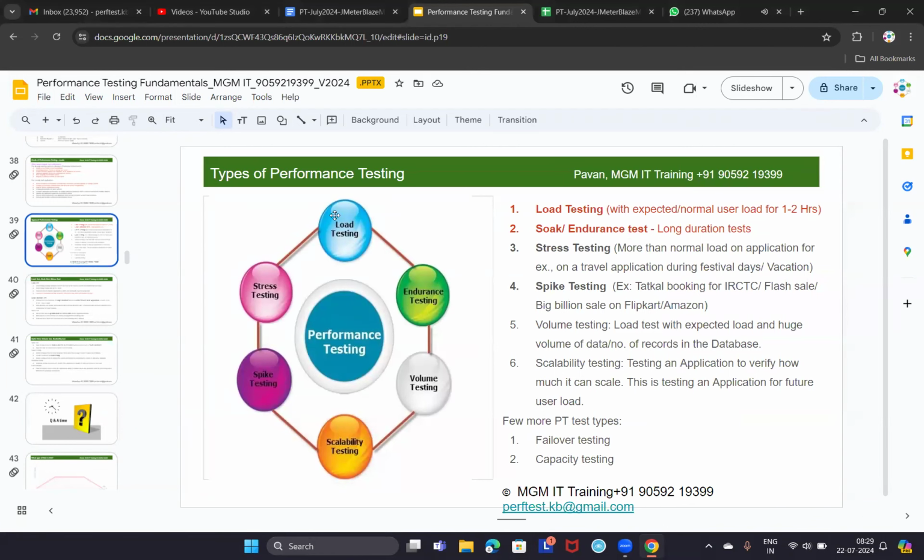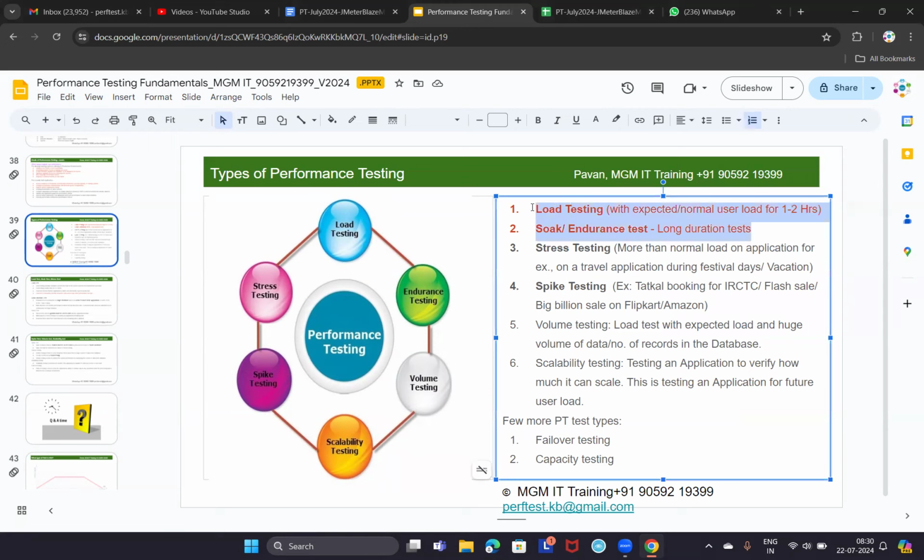First one is load testing. First important type of testing is load testing and then soak testing. So these two are the first important. So you need to tell in this order. And then stress testing, spike testing, volume testing, scalability testing. Because you need to follow this order, because they will ask you what is the purpose of each type of testing. You should be able to answer not only the different types of performance testing, but also what is the purpose of each type of testing.